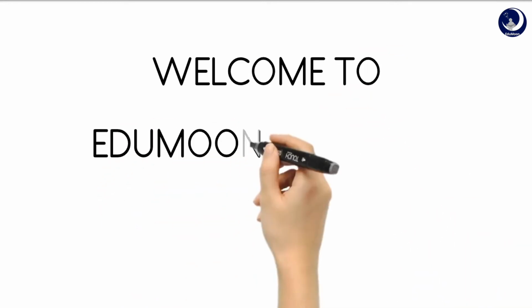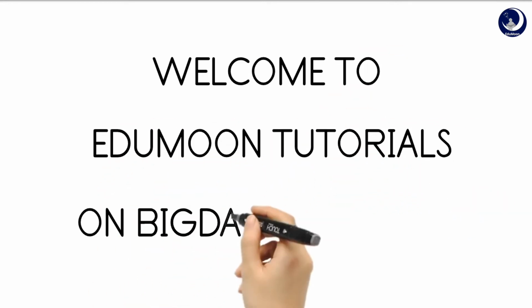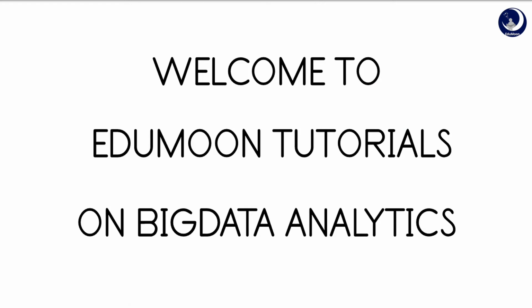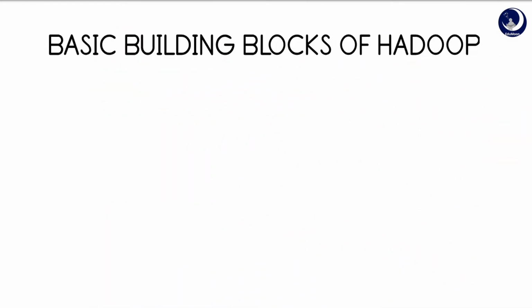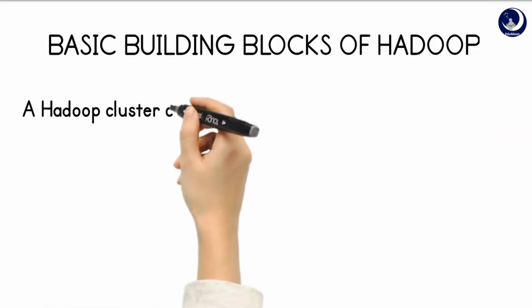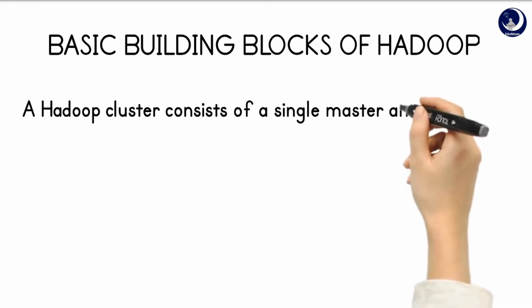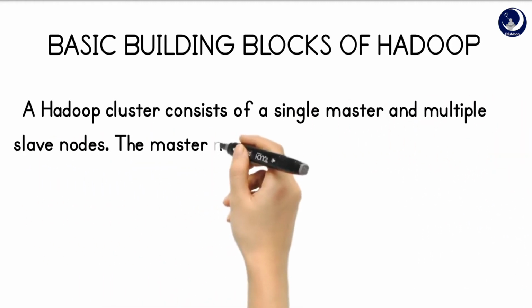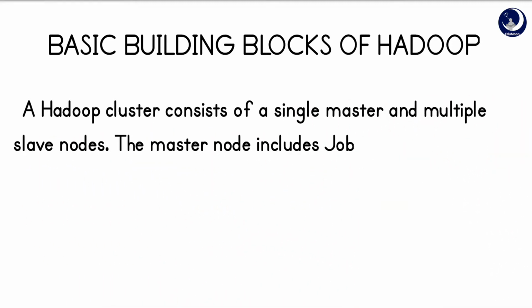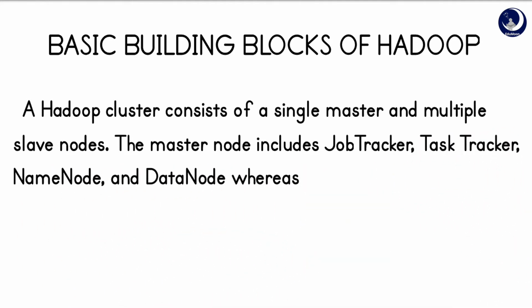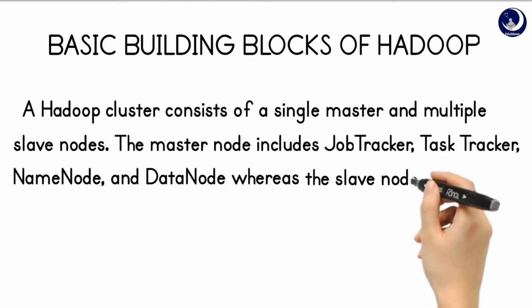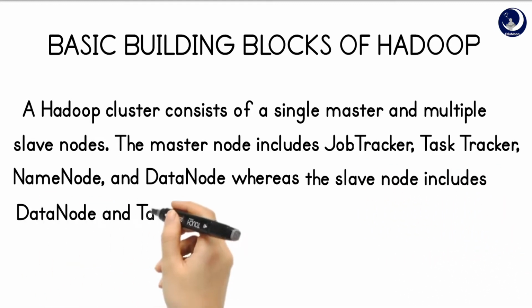Today, let us discuss the basic building blocks of Hadoop. A Hadoop cluster is a combination of a single master and multiple slave nodes. The master node includes job tracker, task tracker, name node, and data node, whereas the slave node includes data node and the task tracker.